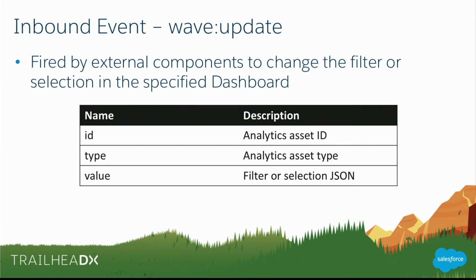So to fire an event, we have to provide certain attributes. The first one is the ID. The external Lightning component needs to know which dashboard this event is meant for. The next is the type. What is the asset type this event is meant for? In our case, this is the dashboard.